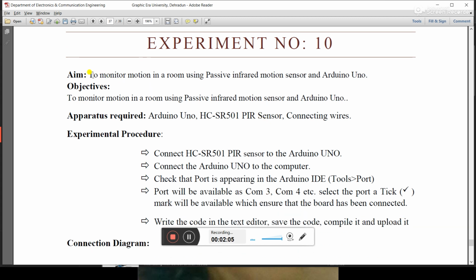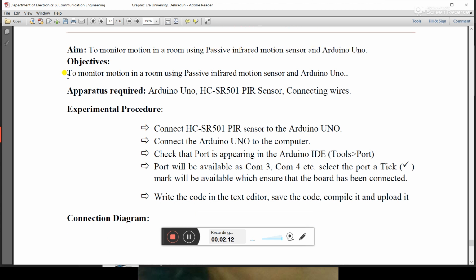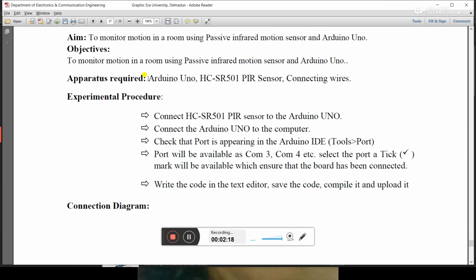The aim is to monitor motion in a room using a passive infrared sensor and the Arduino. So we need Arduino Uno or Arduino Nano. I am using Arduino Nano. You can use any Arduino board because the same libraries are used with every Arduino.